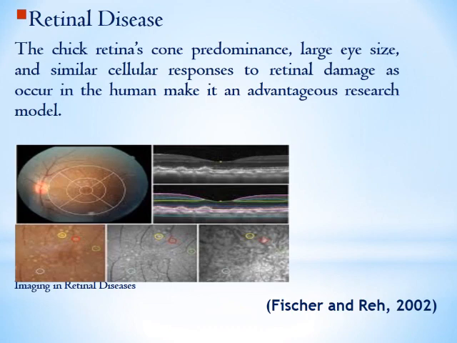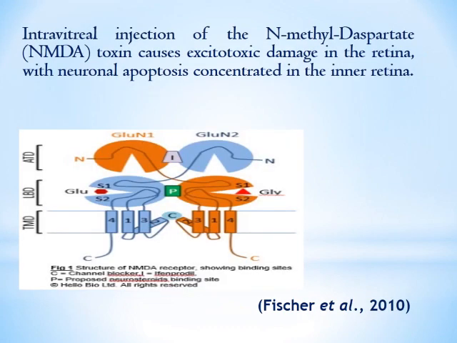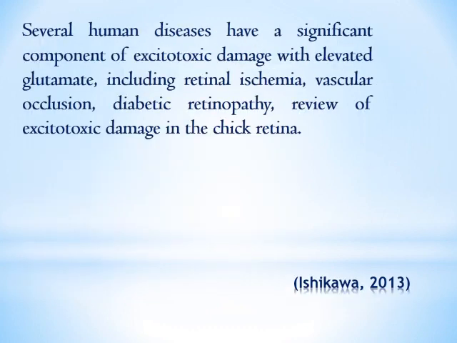This figure shows a retinal intravitreal injection of NMDA, the abbreviation for N-methyl-D-aspartate toxin, which causes excitotoxic damage in the retina with neural apoptosis concentrated in the inner retina. This figure shows the NMDA receptor. Several human diseases have a significant component of excitotoxic damage with elevated glutamate, including diabetic retinopathy and vascular occlusion.